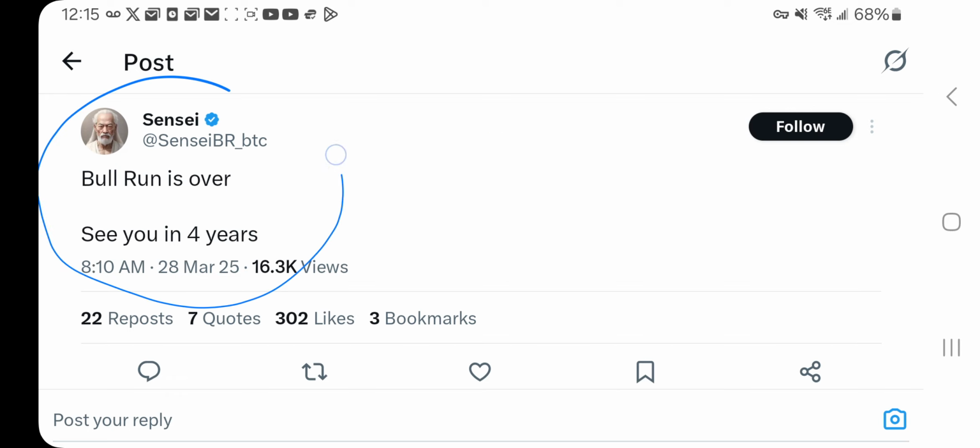Not just this guy, but everybody is saying that the bull run is over. I don't even see it, and then they say, see you in 4 years. So think about what they're doing. They have the tariffs, make you sell. They say the bull run is over, make you sell, right? All of this stuff is designed to make you sell.